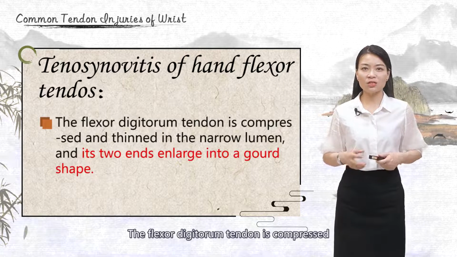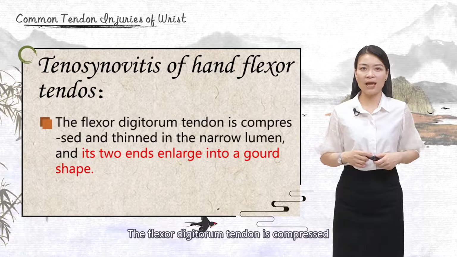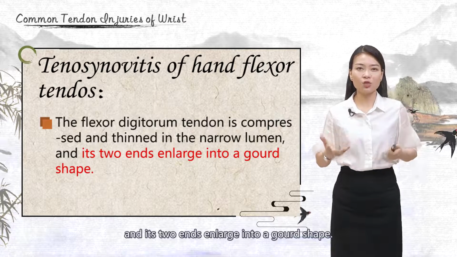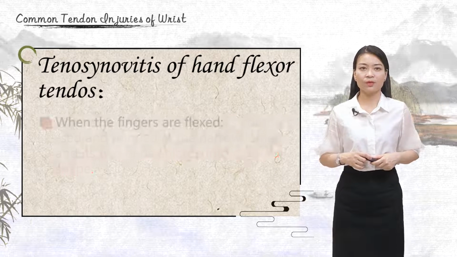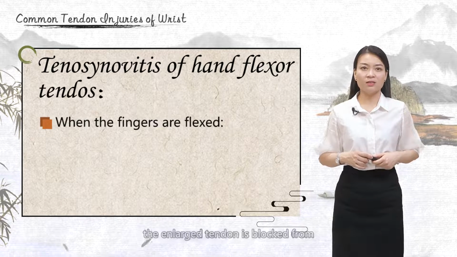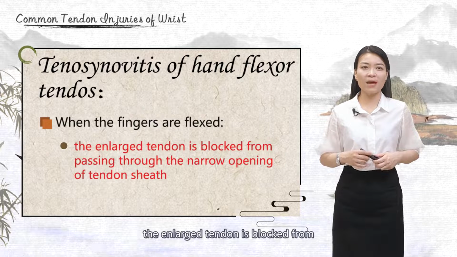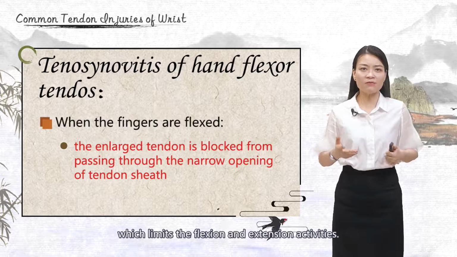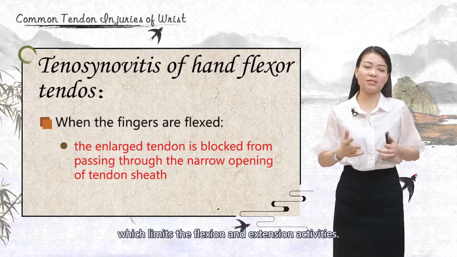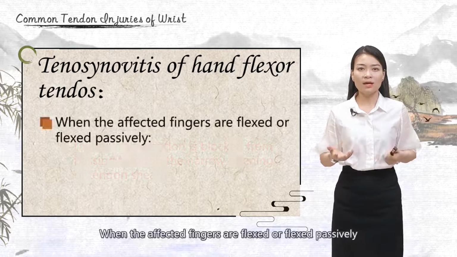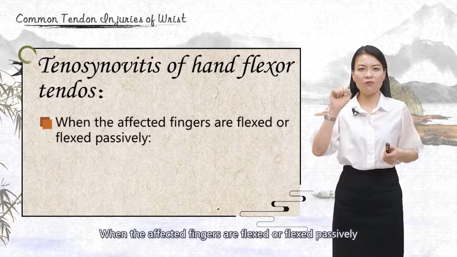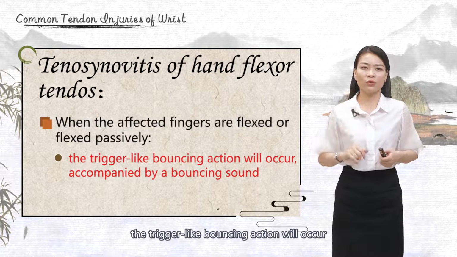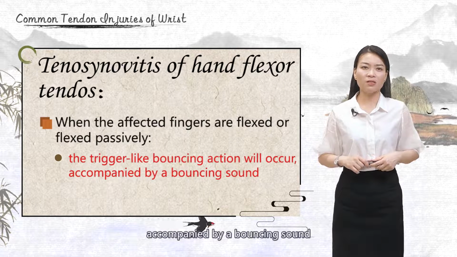The flexor digitorum tendon is compressed and thinning in the narrow lumen, and its two ends enlarge into a gourd shape. When the fingers are flexed, the enlarged tendon is blocked from passing through the narrow opening of the tendon sheath, which limits the flexion and extension activities. When the affected fingers are flexed or extended passively, a trigger-like bouncing action will occur, accompanied by a bouncing sound.